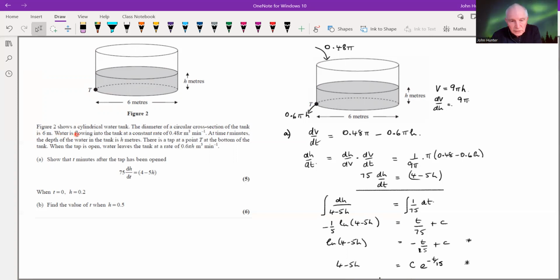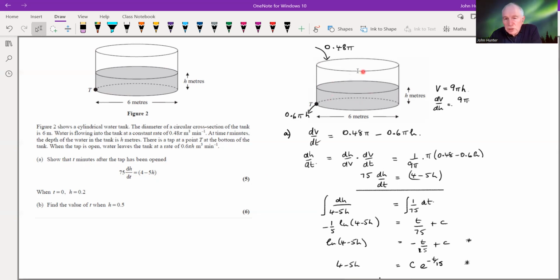There's a tap at T here. When it's open, water leaves the tank at a rate of 0.6 times pi times h cubic meters per minute. Show that t minutes after the tap has been opened, 75 dh/dt equals 4 minus 5h. Okay. So how do we start? Well, we start by drawing a diagram.